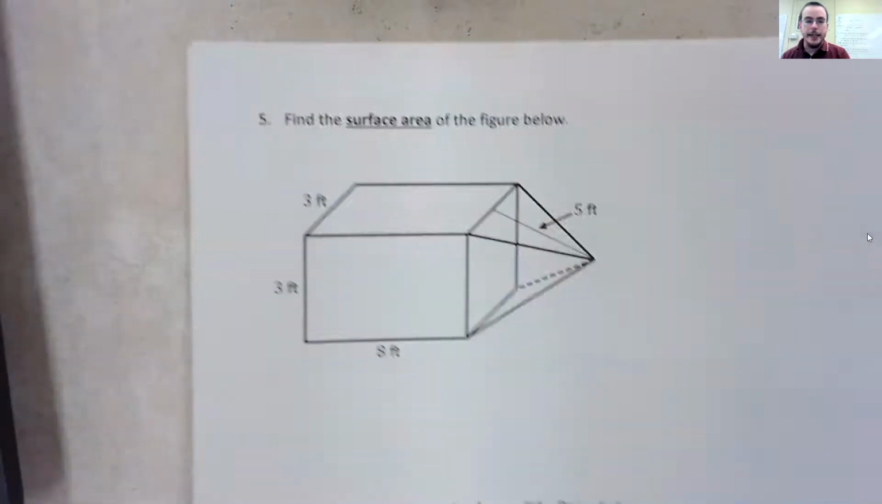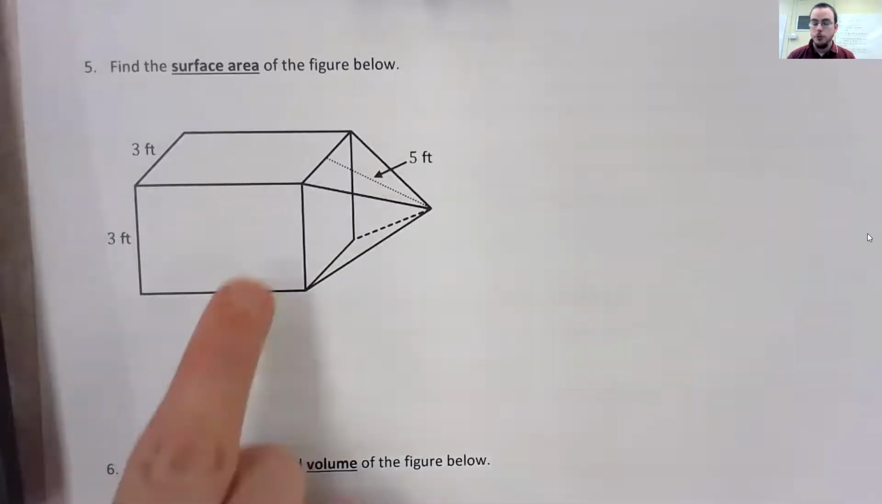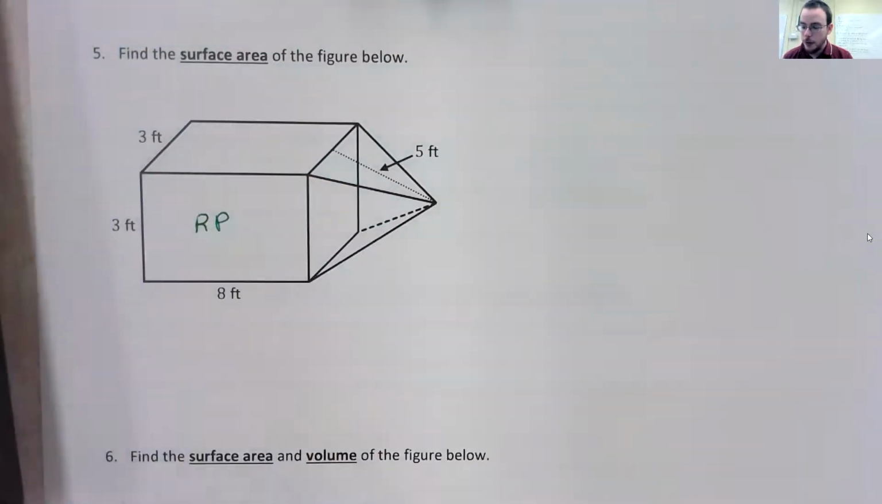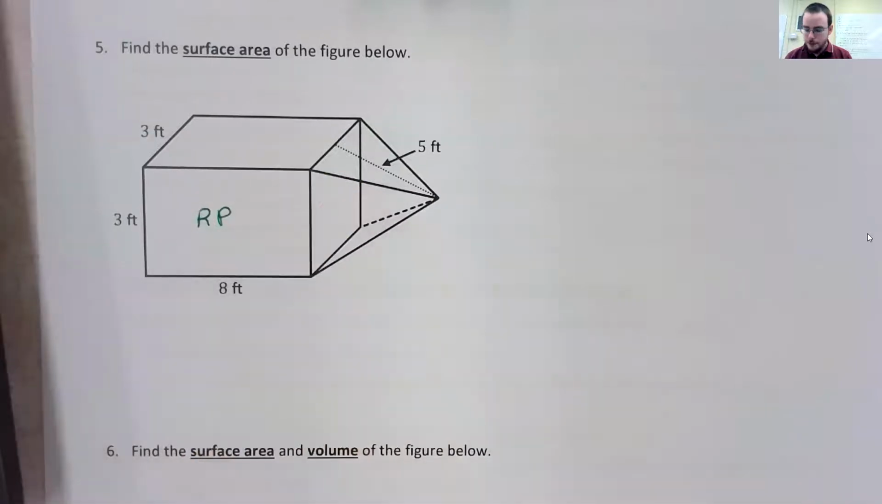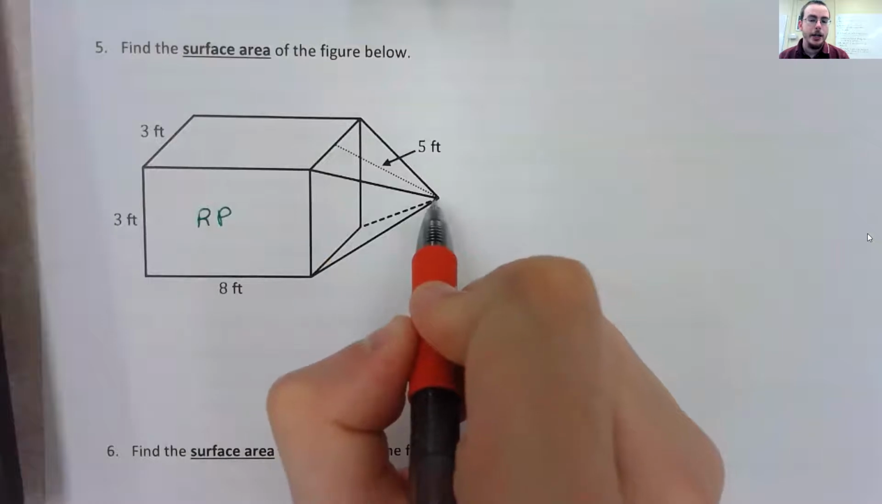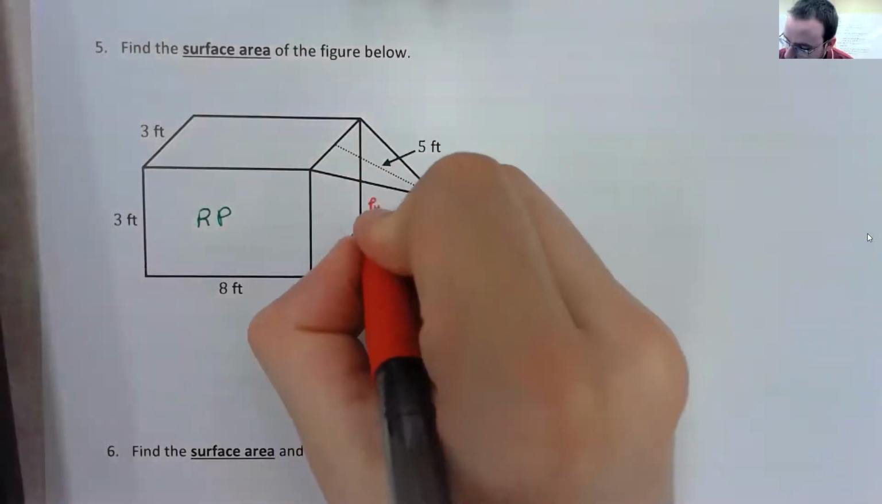All right, number 5. Number 5 says to find the surface area of the figure below. And what objects do you see in this figure? Well, the first one we see is another rectangular prism. And you also see that we have a pyramid. We know this one's a pyramid because it only has one base and the other faces meet at this point.